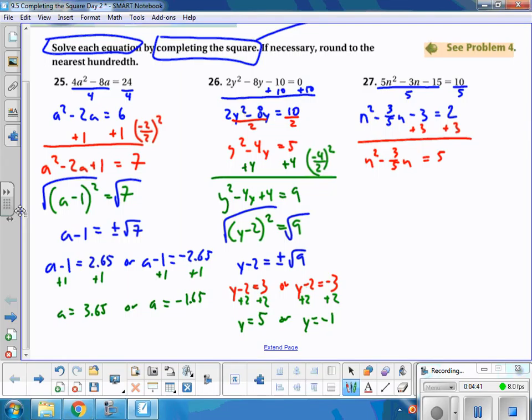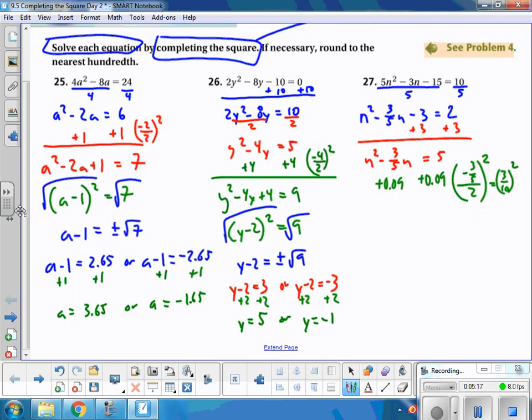I want to complete the square, and this is where I started running into errors, because I took my b term, which was negative 3/5. I wanted half of that, and I wanted to square it. So negative 3/5 divided by 2 ends up being 3/10. And I wanted to square that, and I actually end up with 0.09. So that's what I'm adding to both sides. I'm adding 0.09 to both sides. And that's where my error was.